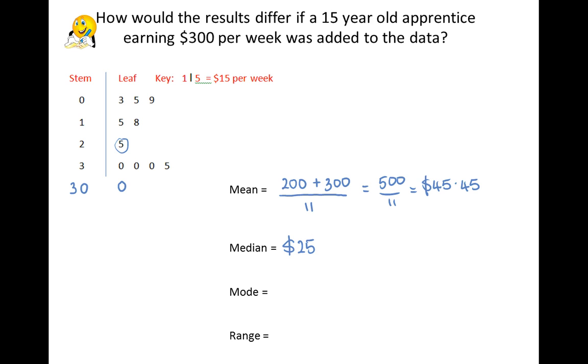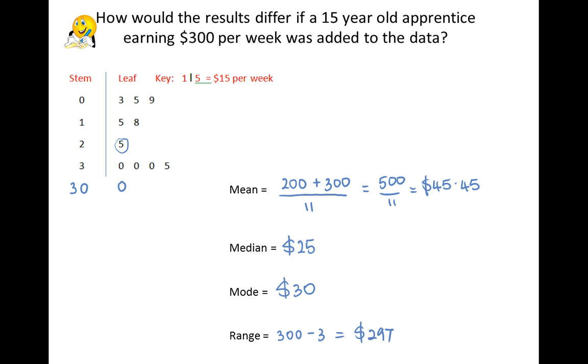Our mode, we're still looking for the values which have occurred the most. That has remained unchanged. Still these 3 30s up here. So the mode is still 30, and the range this time, highest minus lowest, is a whopping big $297. Okay, if you can jot those calculations down now, that would be great.